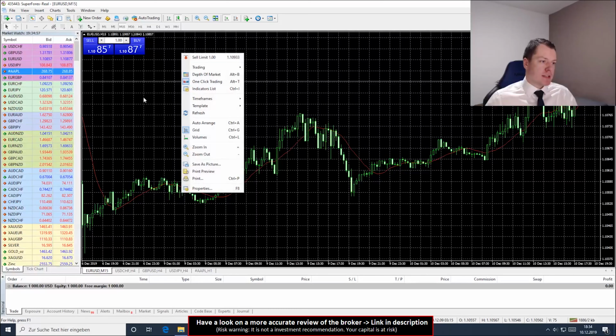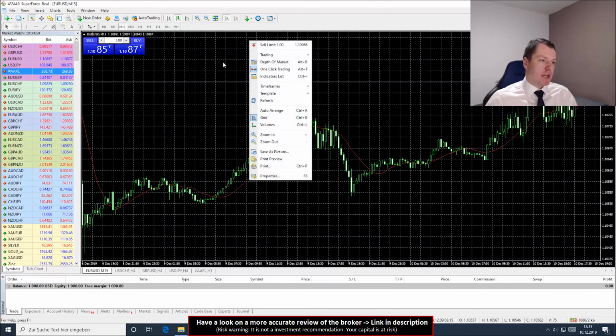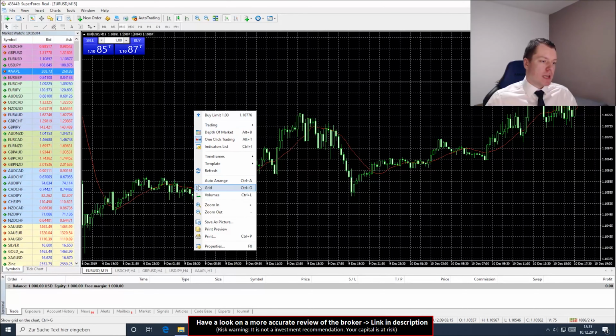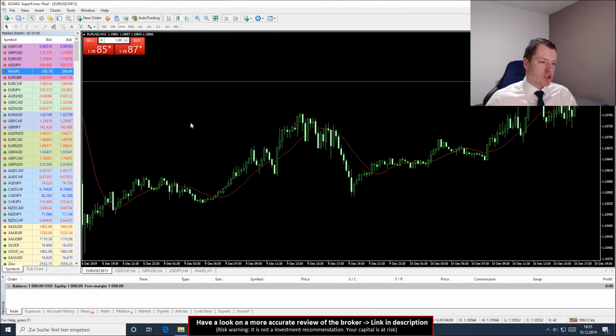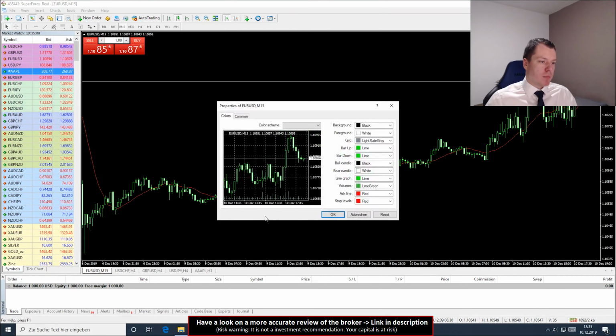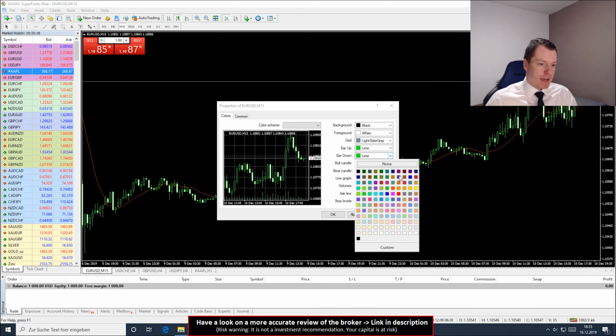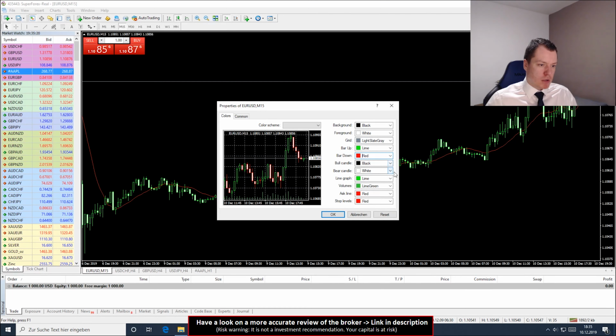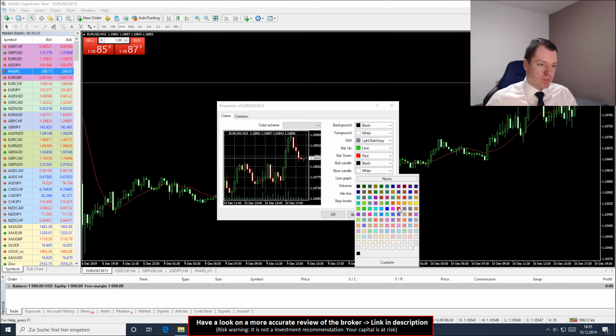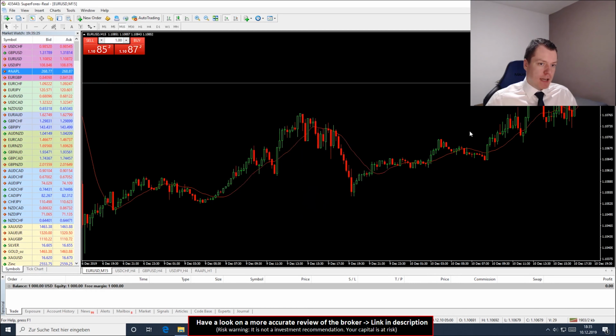I will show you some settings. If you click here right in the window, we can use here the grid. I don't want to show it. And if we click on properties, we can change the color, for example. If I want the bars down, I want red bars down. I want bear candles to be red. I click OK, and now the color is changed here.